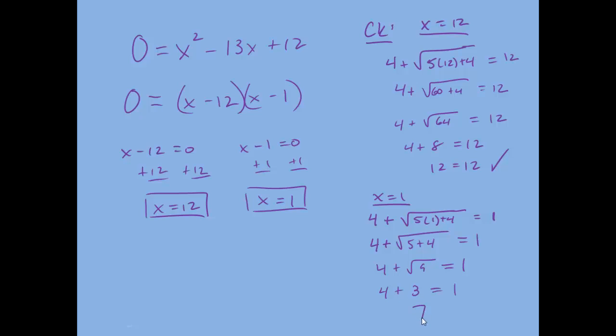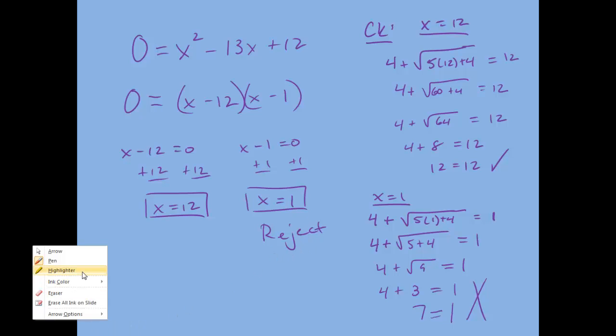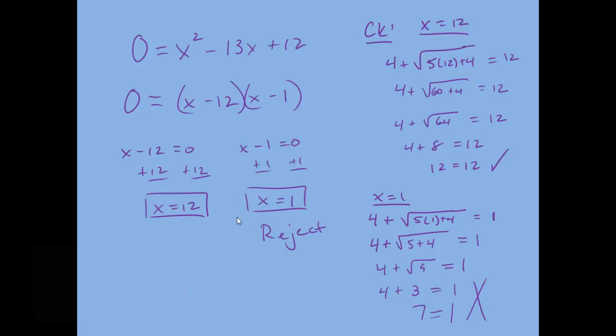Well, 4 plus 3, that's 7. 7 equals 1. Well, that doesn't make sense. Since this doesn't make sense, that means x equals 1 isn't a solution. So we're going to have to reject x equals 1. And I like to just put an x through it showing that we're not using this solution. So the only answer is x equals 12.